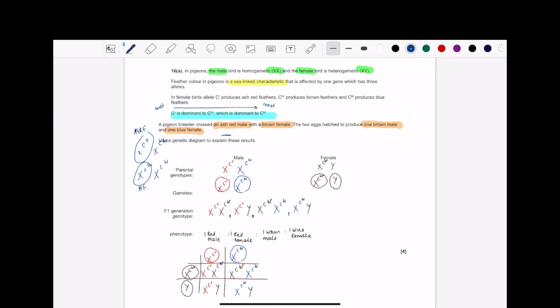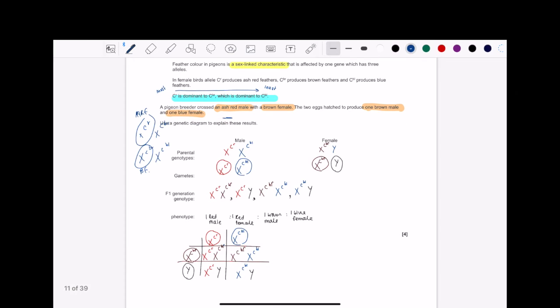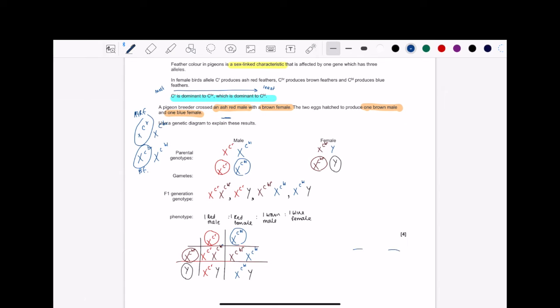So that means you need to write your parental genotypes in a way that will produce a brown male and a blue female. You can't just think it's going to be X this and X that. You can't really guess it; you have to do trial and error. So here's what I would do: I would have a set of combinations that I think could potentially lead to the 2 outcomes that we want. Then I would do a Punnett square on the side and see whether they actually work or not.